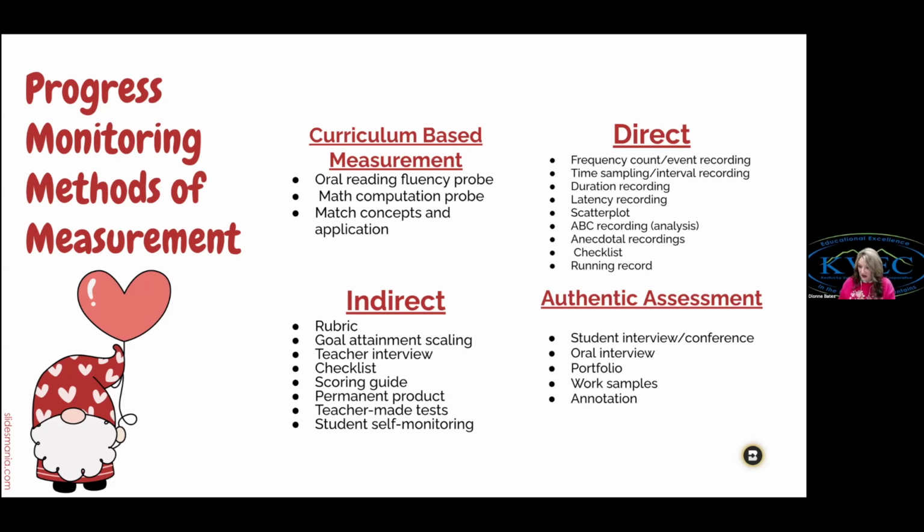You might have teacher-made tests, you might have student monitoring, but those are all indirect measures. And then, of course, there's the authentic assessment. Those have to be paired with another one in order to be used. So just remember that whatever you choose in the goal and how you use the baseline, that should all match with the progress monitoring. It should all be connected because it's all really relevant and goes together.